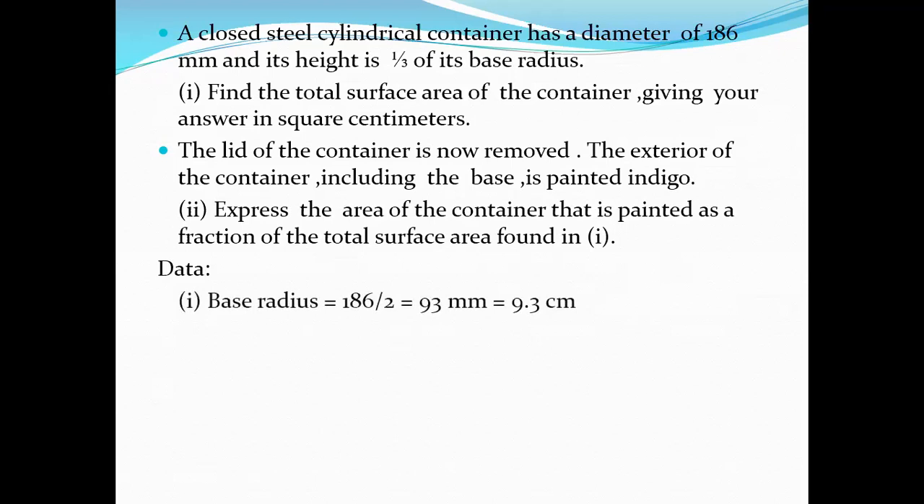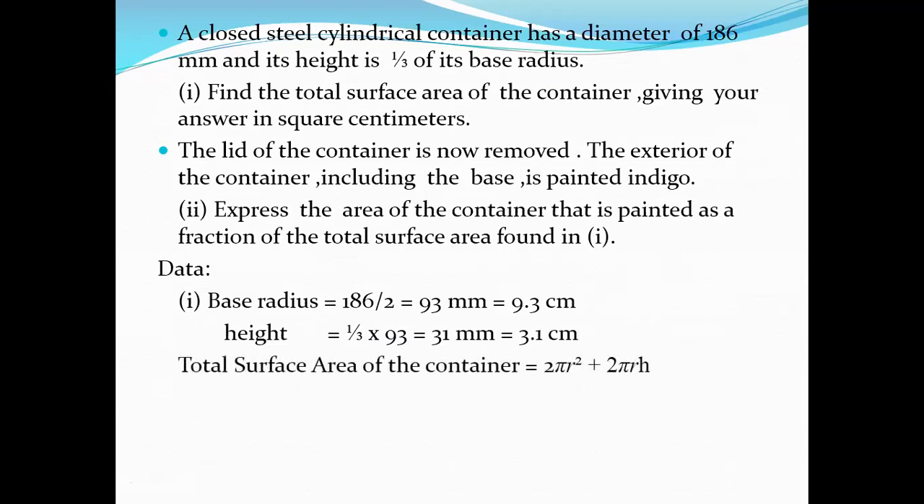So what will be the data? Again, the diameter is given as 186, and you have to convert it into radius, so divide it by 2. So it will be 93 millimeter, and you will convert it into centimeter, that is 9.3 centimeter. As the height is given as 1/3 of its base radius, we calculated the base radius, that is 93 millimeter. So we can cross it: 3 ones are 3, 3 threes are 9, and 3 ones are 3, so 31 millimeter. Again, we converted into centimeter, that is 3.1 centimeter.